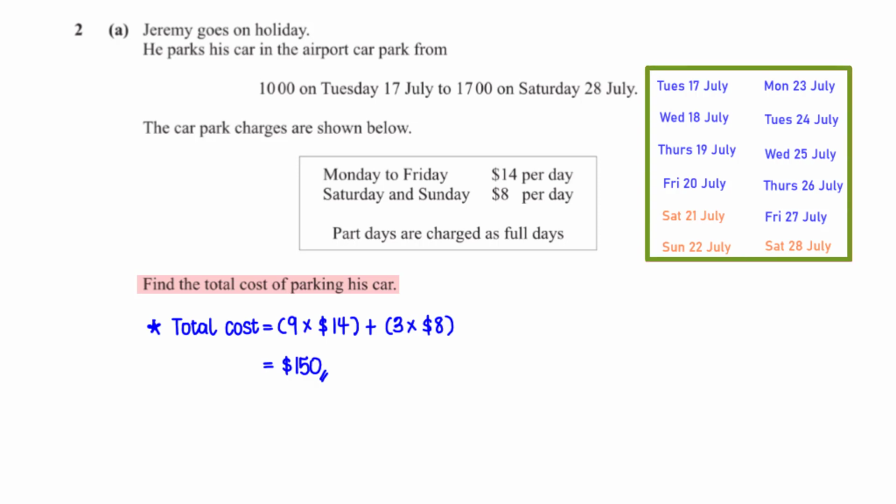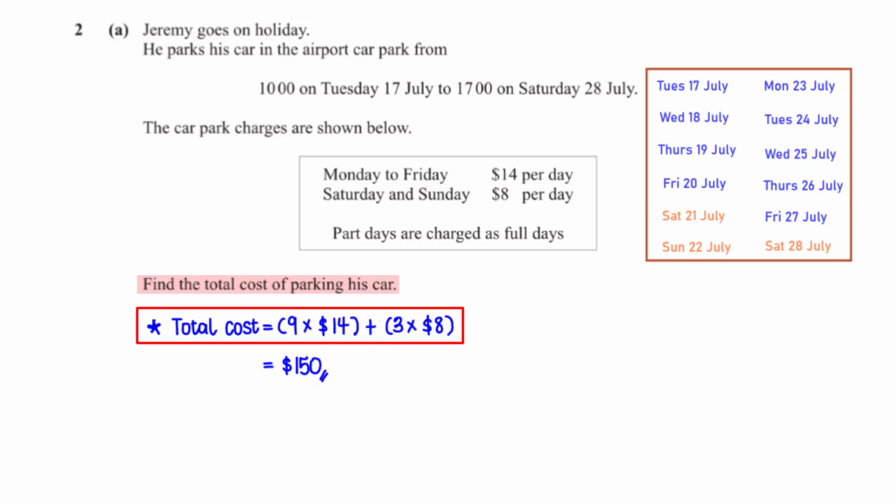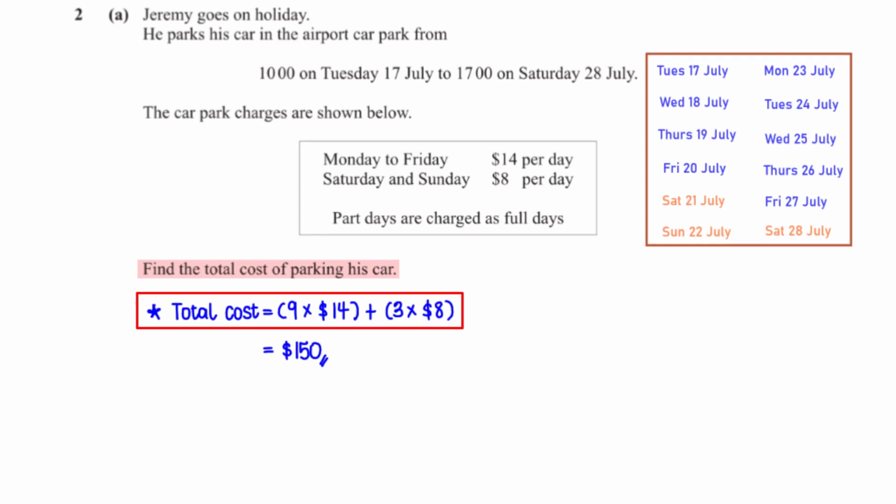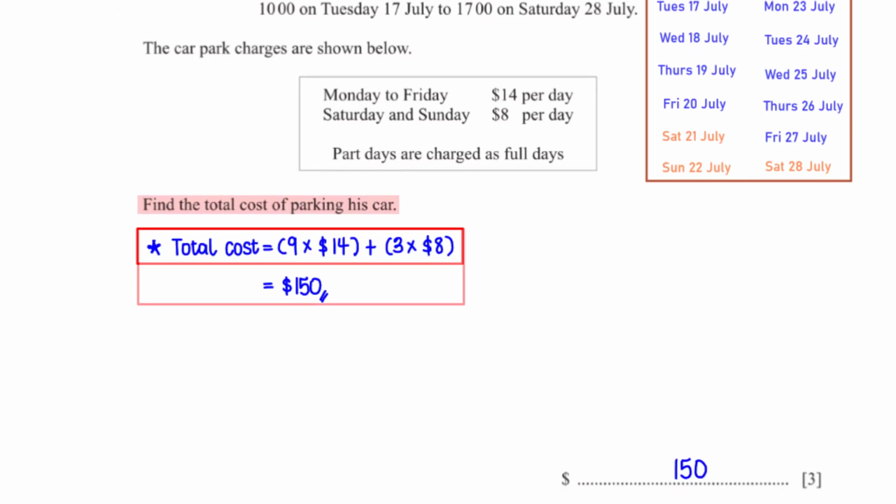Here are the days Jeremy leaves his car at the airport. There are 9 weekdays and 3 weekends in total. So the total cost for parking his car is equal to 9 times $14 plus 3 times $8. This gives us $150.